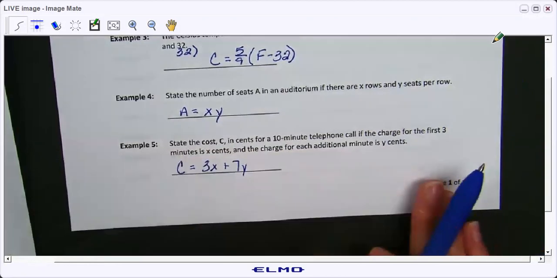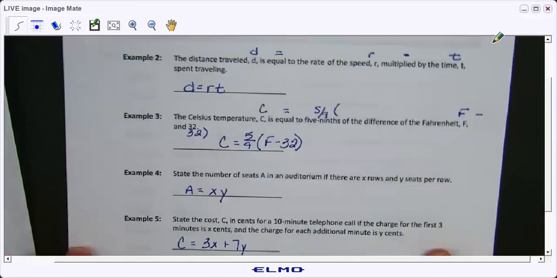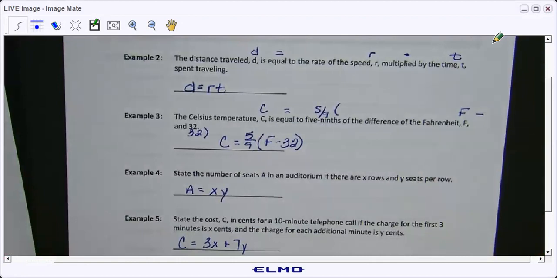So you should get this equation, C equals 3 minutes times a certain number of cents, and then 7 minutes times a different amount of cents. And so that's your equation. Okay, your homework for 1.9 is all the blue flag practice and review.